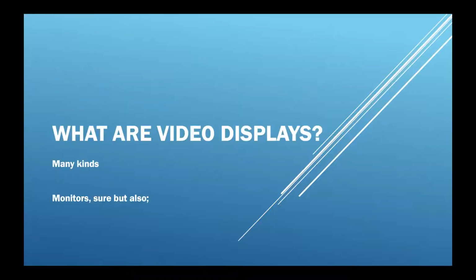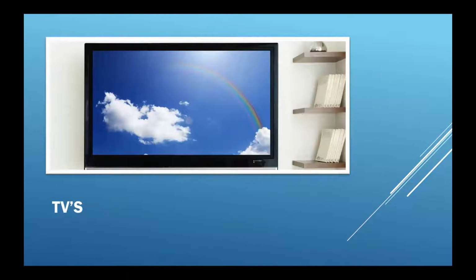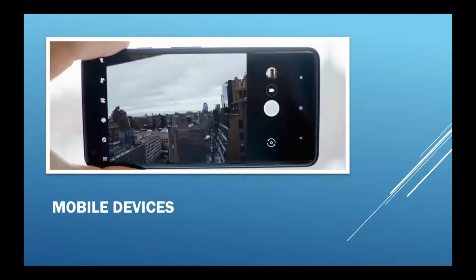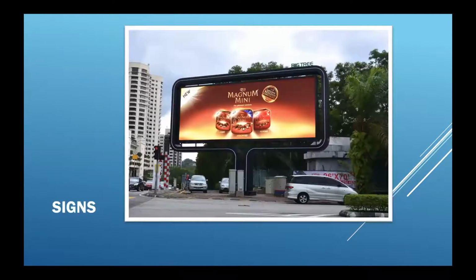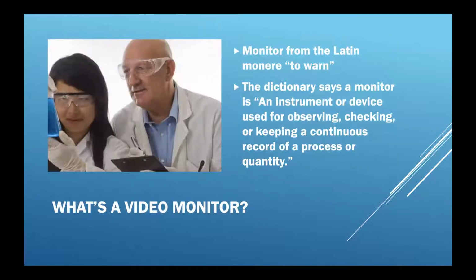So what are video displays? TVs, scoreboards, mobile devices, computers, signs, right? These are all video displays. How are they different from a video monitor? Well, a video monitor is something that you use to measure with. And the dictionary says that it's an instrument for use for observing, checking, or keeping a continuous record of a product, process, or quantity.